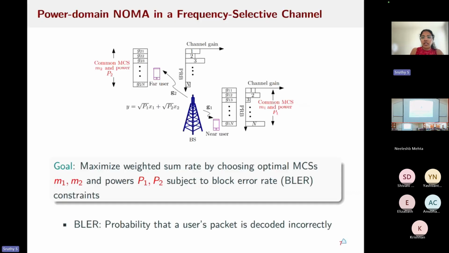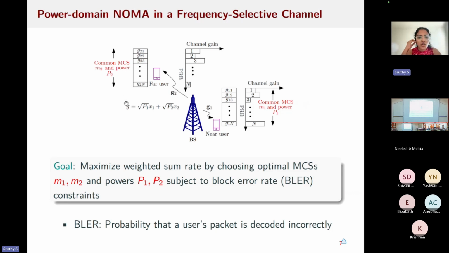Here we are considering power domain NOMA in a frequency selective channel. There are two users, one near user and one far user, and we are considering frequency selective channels. And we can see that across the resource block, the channel gain is varying due to frequency selectivity. And we also account for the common modulation and coding scheme power constraint. That's why at each user, we have to use a common modulation and coding scheme, let's say M1 and power P1 at the near user. Similarly, the same M2 and P2 across all the resource blocks for the far user.